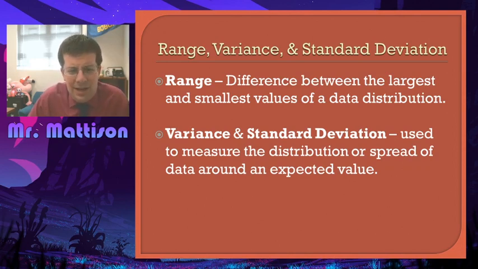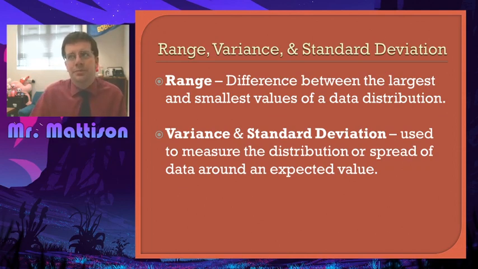Then variance and standard deviation, they're really measures of the same thing, so we use them together. But you're going to see a standard deviation 99.9% of the time. But it comes from the variance, so that's why we pair them together. And they're measures of how spread out our distribution is.